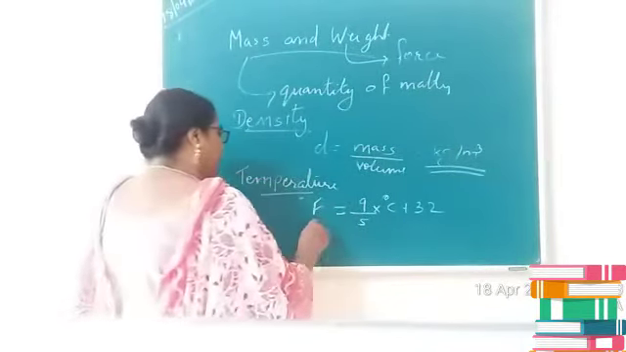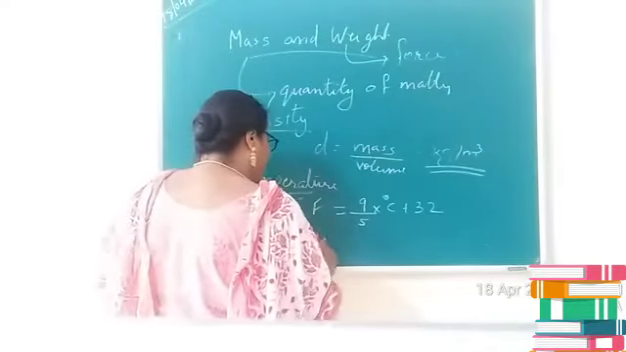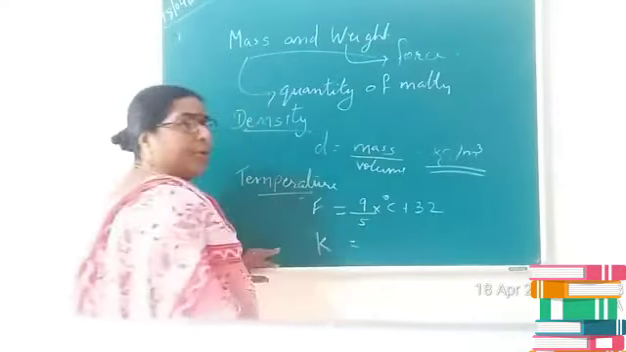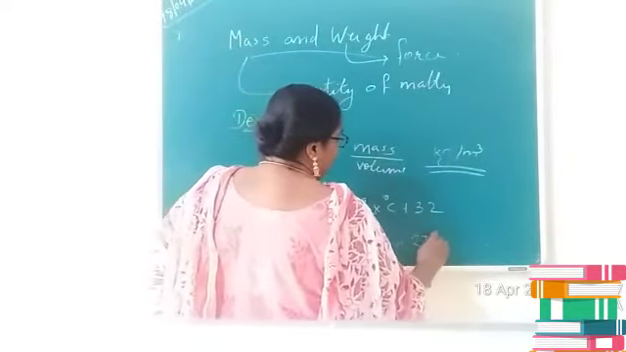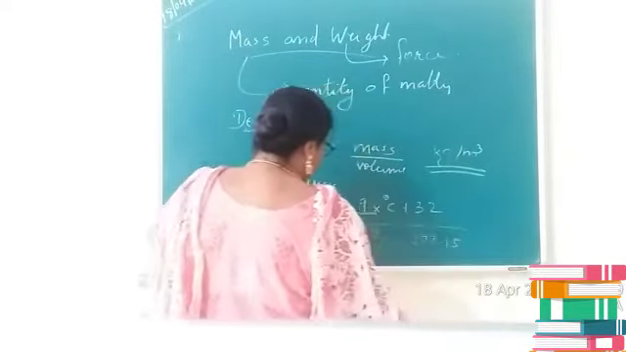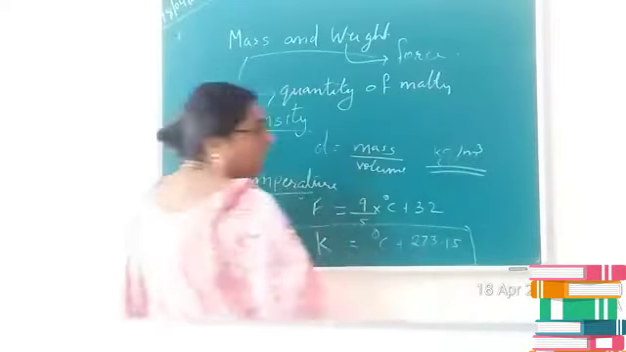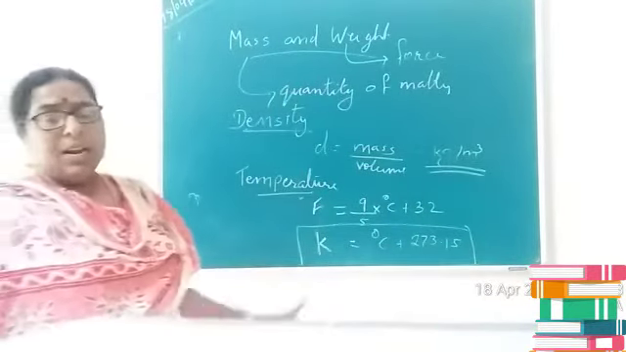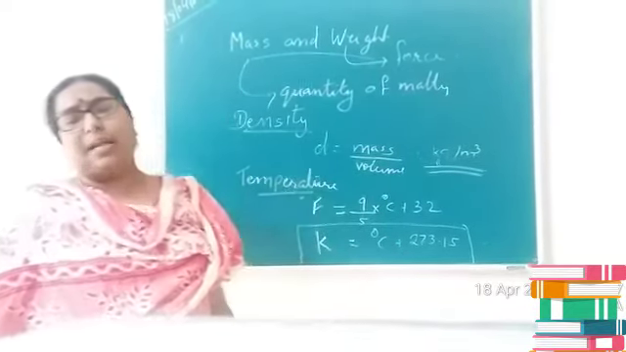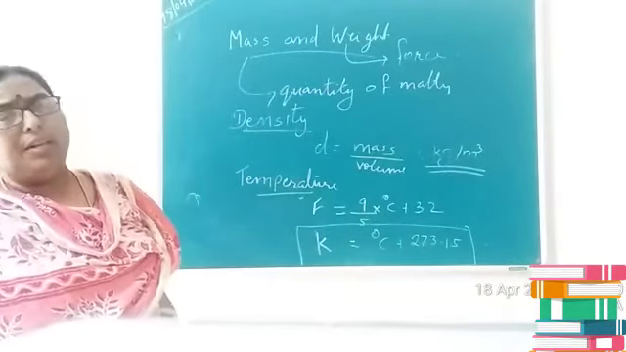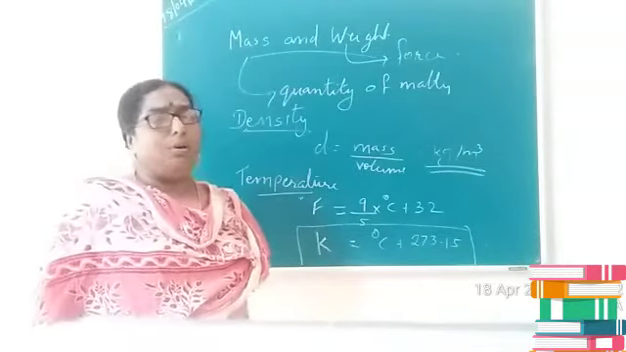If it is given in Celsius and you want to convert it into Kelvin, which is the standard unit of temperature, it is degrees Celsius plus 273.15. This is the relation which we normally use in numericals. Is it clear, children? Whatever temperature is given in degrees Celsius, you just have to add 273.15 to convert the temperature to Kelvin.